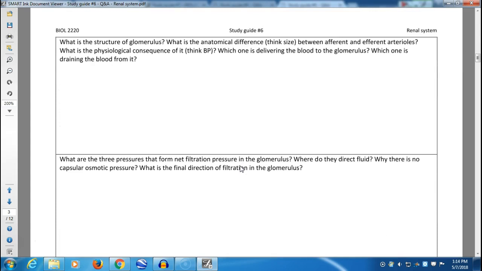Glomerulus. Know that it's a capillary surrounded by podocytes, and all of it is in the capsule. Okay? Afferent arterioles are wider, and efferent are narrower. That's why blood pressure is high in the glomerulus. Okay? Afferent arterioles deliver the blood there, efferent drain it. Does that make sense?